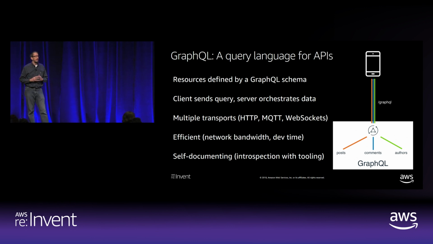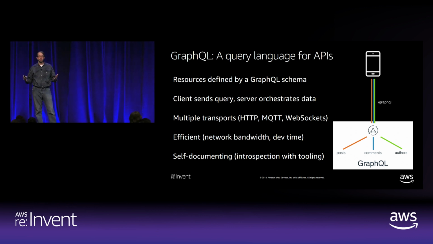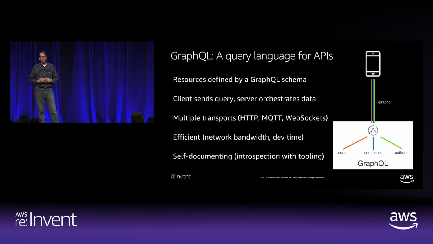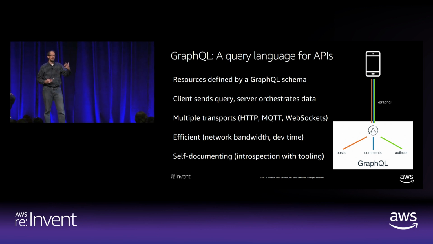Let's imagine you had an API for blog posts, thousands of blog posts. And I wanted to create an application that listed all of those blog posts so I could choose one and get more details about it. So with the REST API, I might make a call to my endpoint and say, hey, give me all the blog posts. As a client, I really just take whatever the back end gives me.